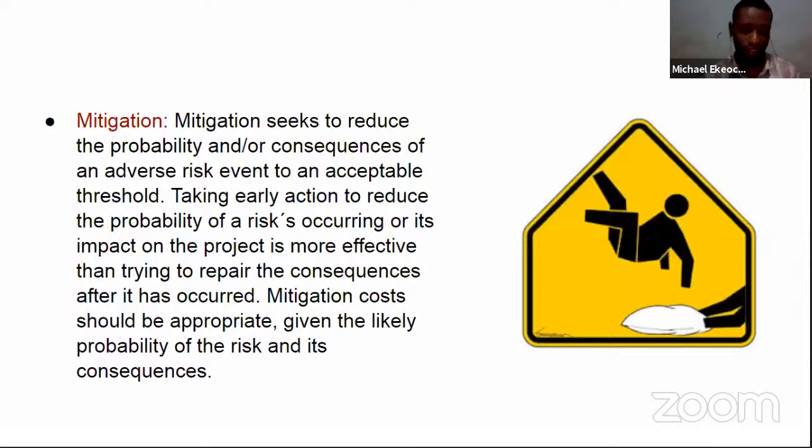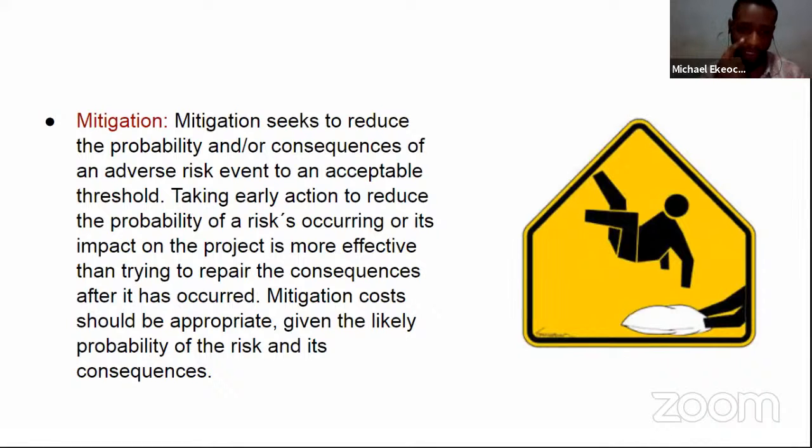So the next one we have there is mitigation. This is more like reducing the effects of a particular risk should it occur. Like you can see in the picture, someone is falling and then uses a pillow to break the fall. If that pillow was not there, that person would probably land and break his back. So with the pillow there, the person will just have a soft landing. So mitigation seeks to reduce the probability and/or consequences of an adverse risk event to an acceptable threshold.